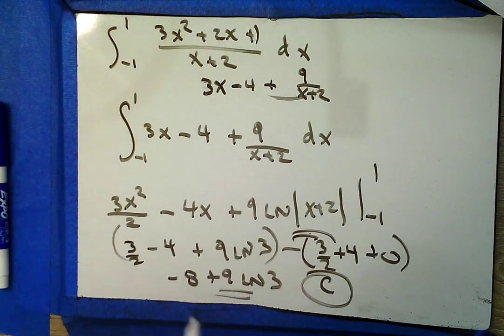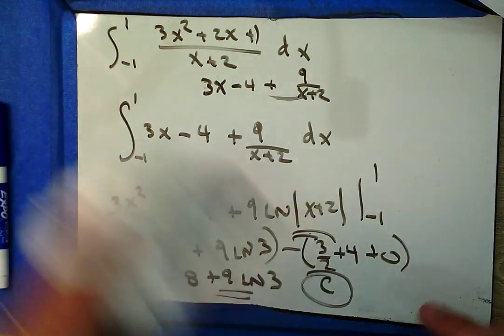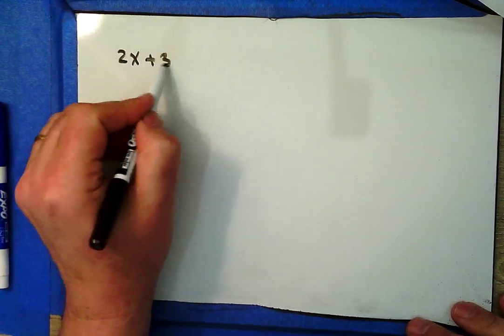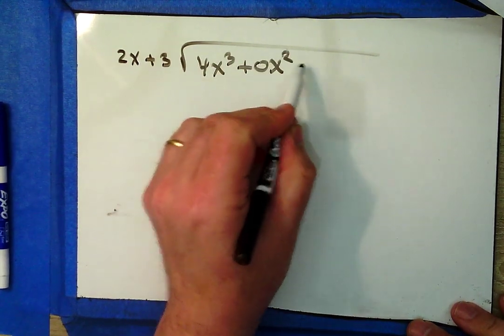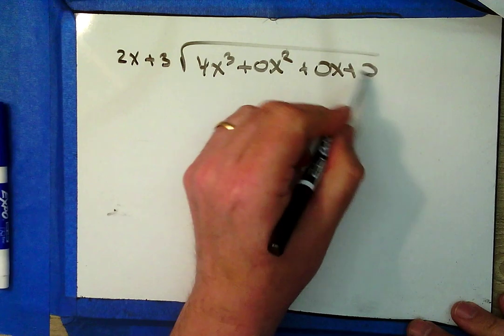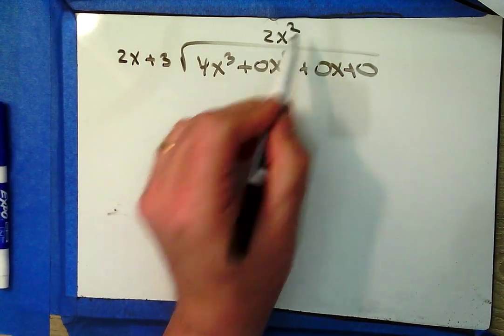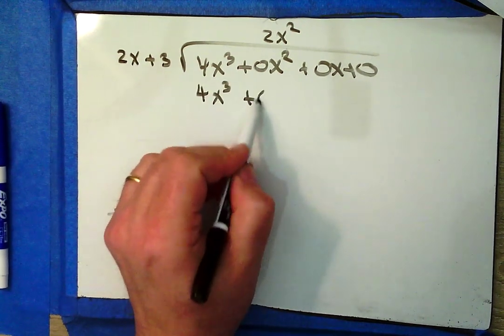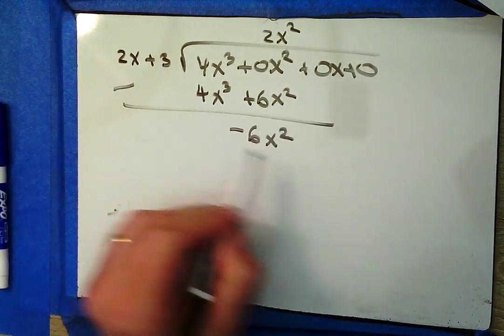They didn't use the power rule here. Great. So there's problem number 8 all set, and our last problem on this worksheet is another long division. 2x plus 3 into 4x to the third. Don't forget your 0 placeholders. What do I multiply this by to turn into this? A 2x squared gives me 4x to the third plus 6x squared, and subtract negative 6x squared.